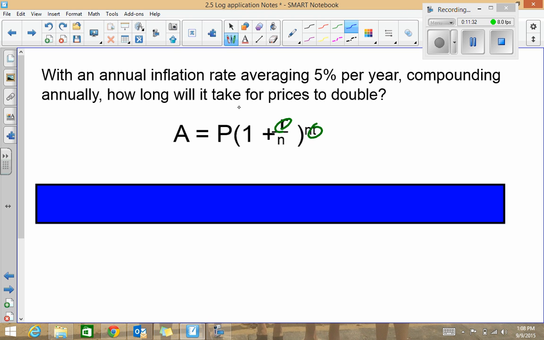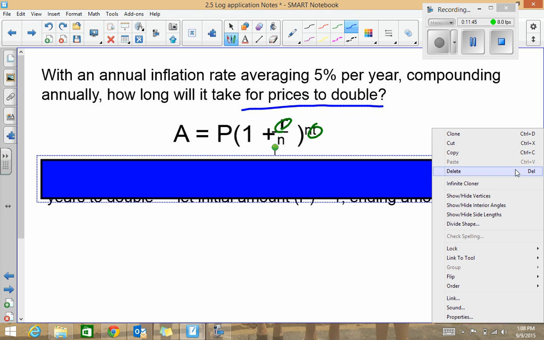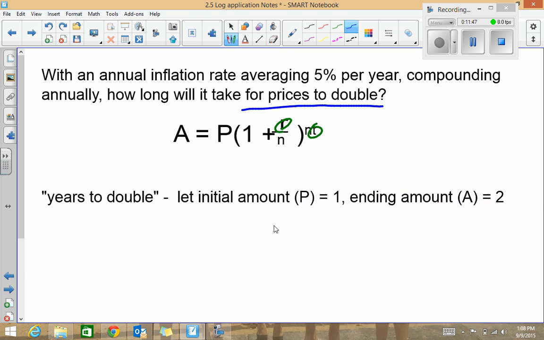When you see prices to double, it doesn't matter exactly what numbers you put in there, but you want A to end up being twice as large as P. Therefore, we can use the easiest numbers we could think of. So we could let P be 1 and A be 2.